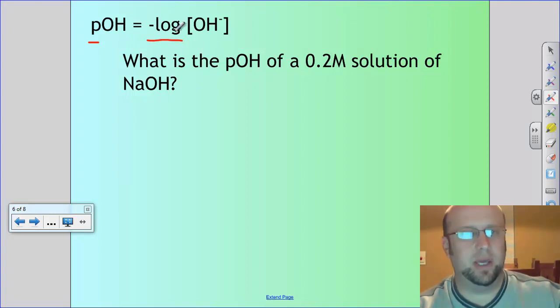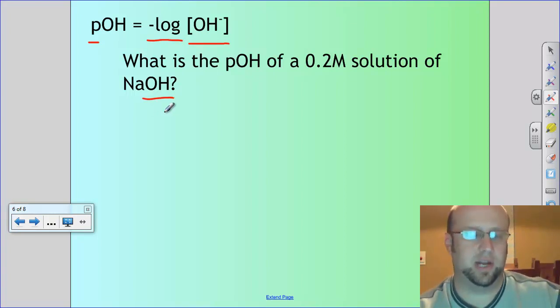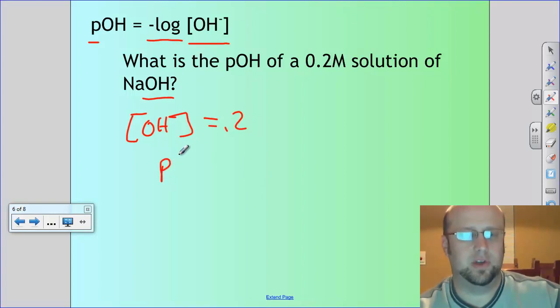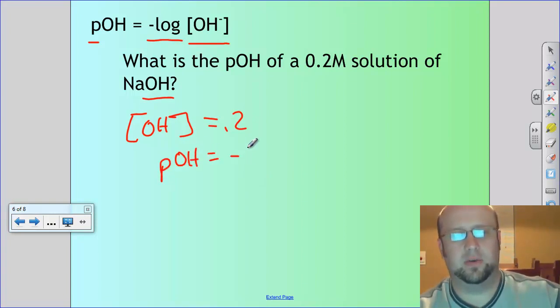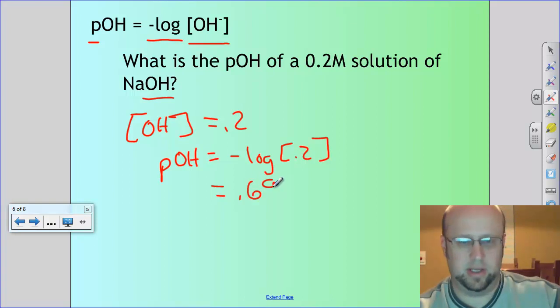So I would find pOH the same way I would do pH, except that instead of the concentration of hydrogen, it's now the concentration of hydroxide. So if I had this equation that said, what's the pOH of a 0.2 molar solution of sodium hydroxide, it would have to be a base for you to be able to do. Well, it doesn't have to be a base, but it makes it a little bit easier. Okay, so what is my OH minus concentration? Okay, it is 0.2. So my pOH is equal to the negative log of 0.2. And we punch that in our calculators, and we get 0.698.